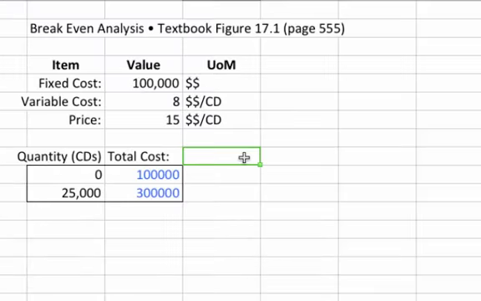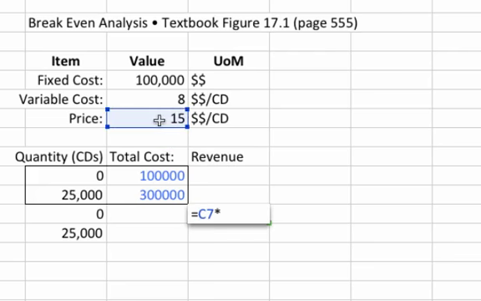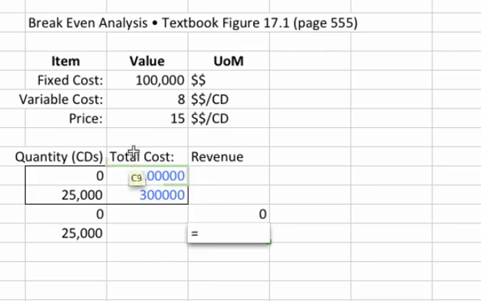We'll do a revenue line now. And our revenue line, again, we're going to start at 0, and we're going to go up to 25,000 CDs. Now we're going to put the y coordinates for our revenue line in this column. We'll keep our x's together and put our y's in subsequent columns. And here, of course, we have $15 a CD times our number of CDs, which is 0. Here we have $15 a CD times 25,000 CDs, which gives us 375,000.